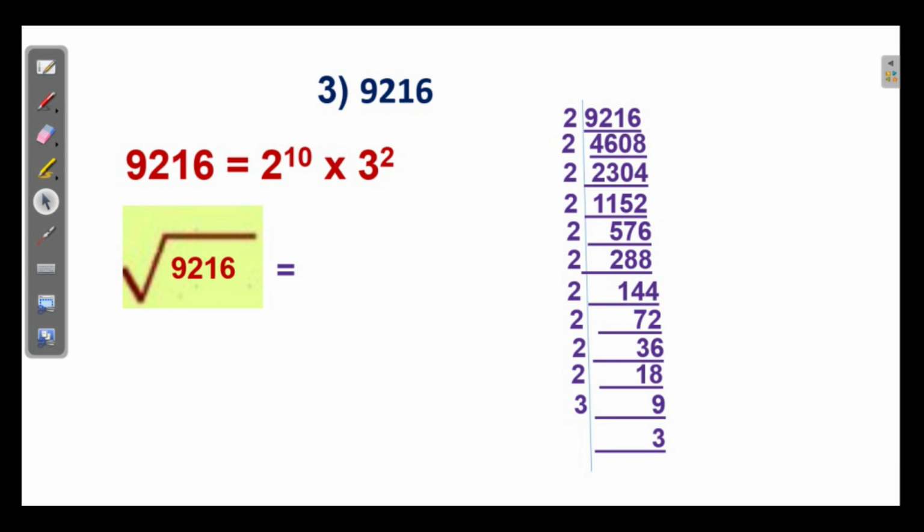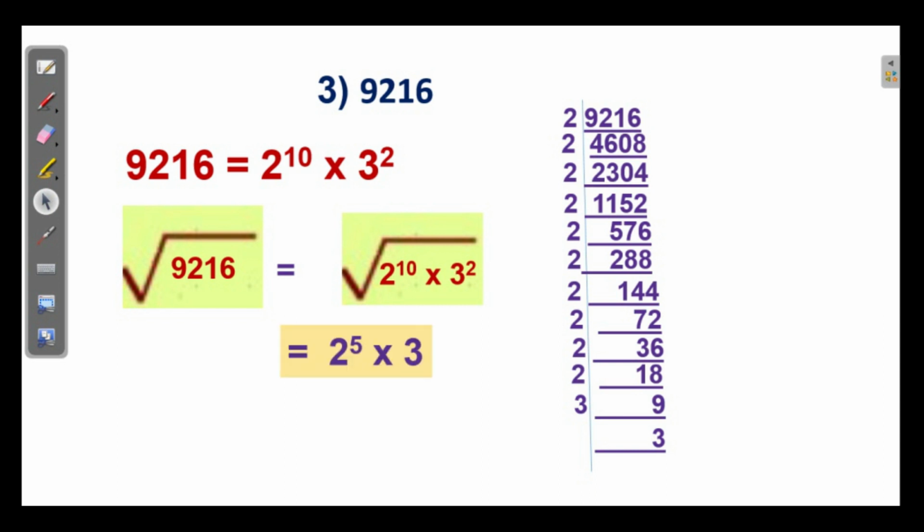So, square root of 9216 is equal to square root of 2 raised to 10 into 3 square, which is equal to 2 raised to 5 into 3. What is 2 raised to 5? Take 5 2s from here. 2 2s are 4, 4 2s are 8, 8 2s are 16, 16 2s are 32. So, 32 into 3 is equal to 96.